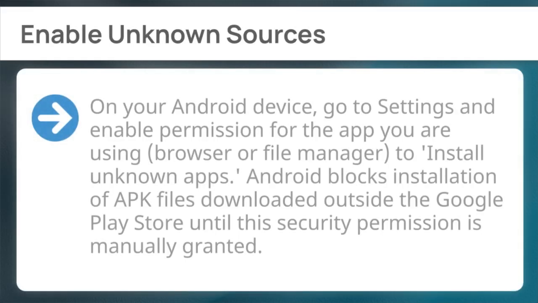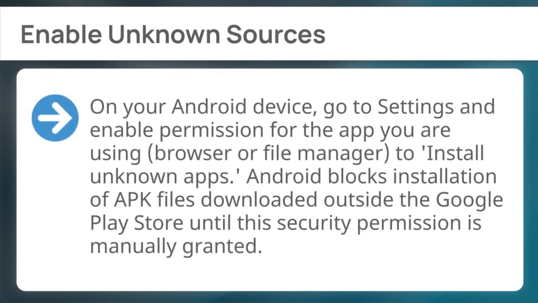First, enable unknown sources. On your Android device, go to Settings and enable permission for the app you are using, browser or file manager, to install unknown apps. Android blocks installation of APK files downloaded outside the Google Play Store until this security permission is manually granted.